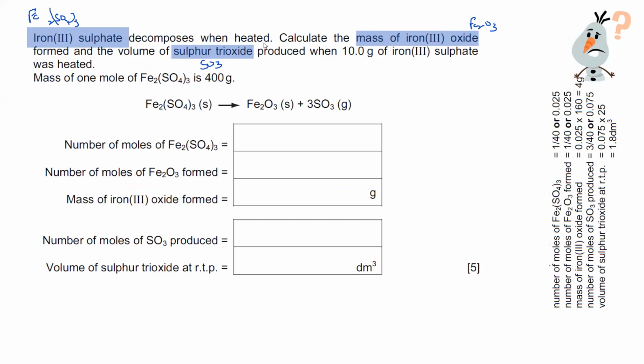In the question, we have 10 grams of iron 3 sulfate, Fe2(SO4)3. And the mass of 1 mole, which means the molar mass or mass in gram for 1 mole, is given as 400. So in the first part, we need the number of moles. How to get the number of moles of iron 3 sulfate if we have its mass? Then we'll use a formula.